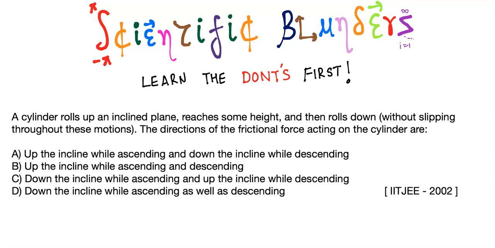So today we're going to resume our series on rotational mechanics, and here's the problem we have. A cylinder rolls up an inclined plane, reaches some height, and then rolls down without slipping throughout these motions. The directions of the frictional force acting on the cylinder are: A. Up the incline while ascending and down while descending. B. Up while ascending and descending. C. Down the incline while ascending and up while descending. And D. Down while ascending and descending.